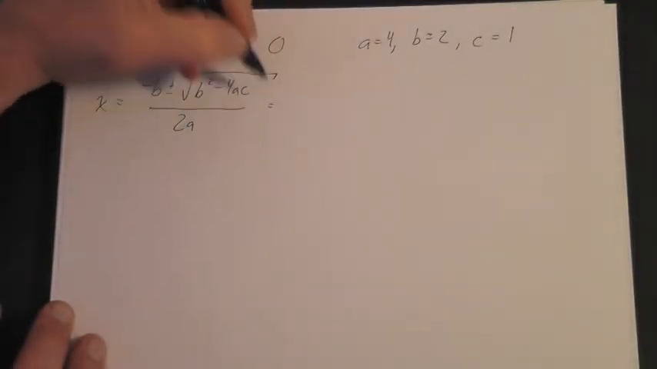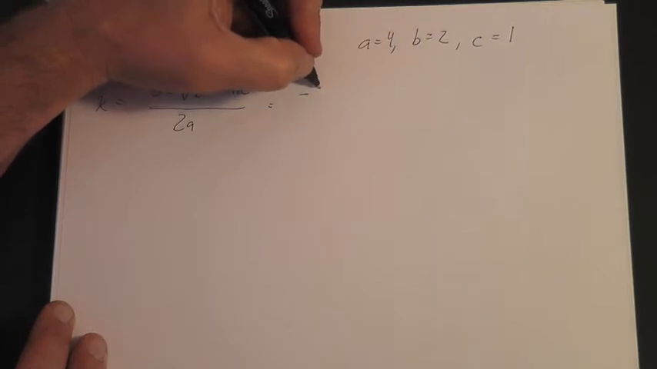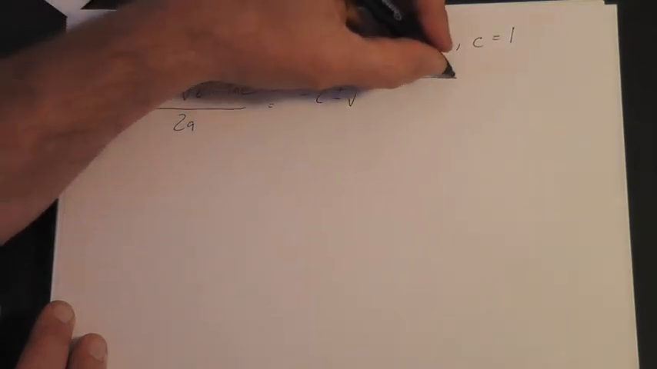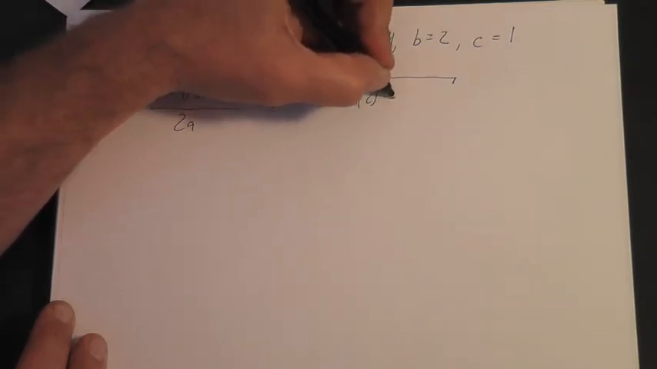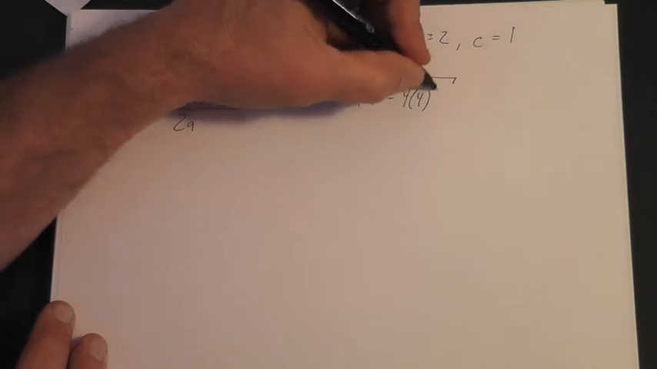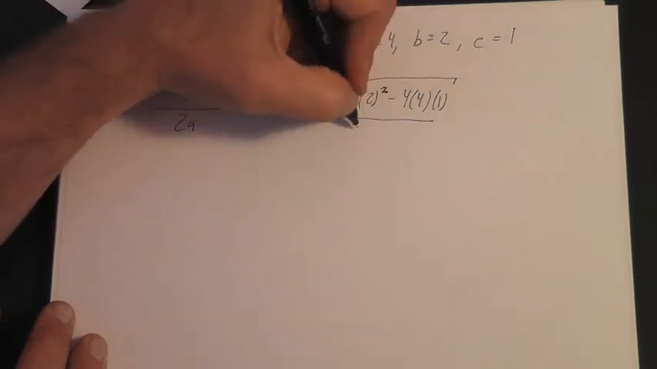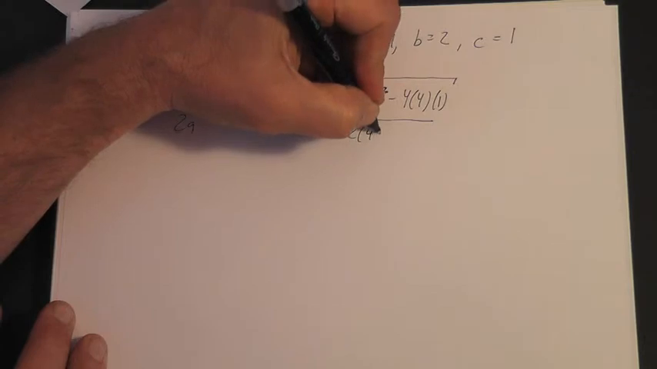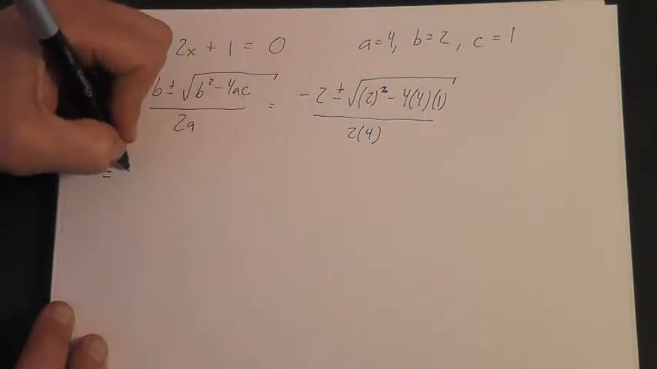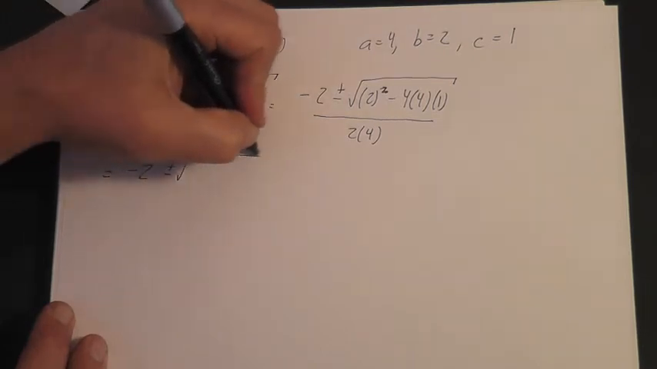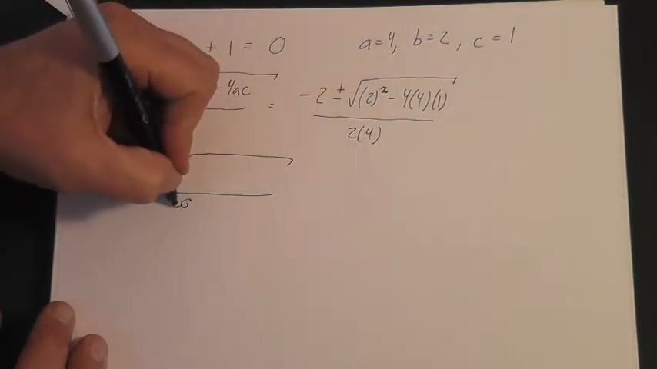X is equal to minus b plus or minus square root b squared minus 4ac over 2 times a. That's a minus 2 plus or minus square root. That's going to be 2 squared minus 4 times 4 times 1 over 2 times 4. I'm going to do what's in the square root first. 2 times 4 is 8. I'll get that out of the way.